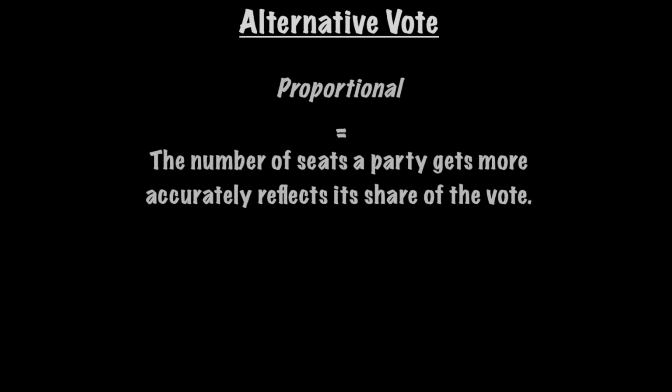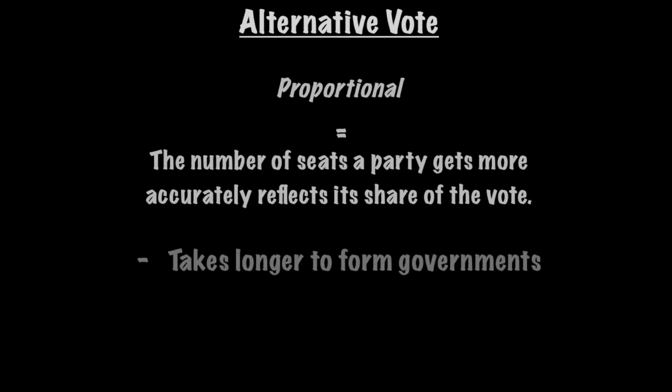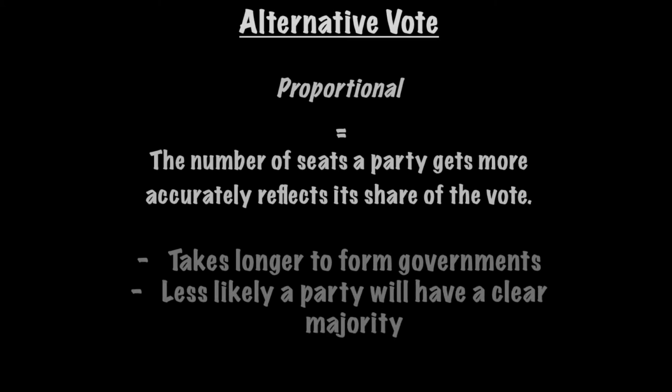There is a clear winner with First Past the Post, but recently there was a strong call for change to a more proportional system called the alternative vote. In proportional systems, the number of seats a party gets is more representative of how many people voted for it. Under these systems, it takes more time for governments to be formed, since everything has to be worked out, and it's less likely that one party will have a clear majority.